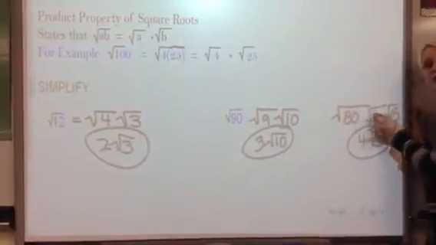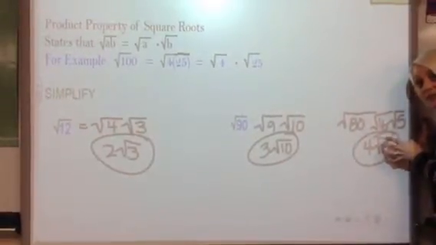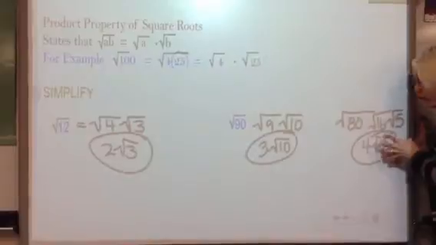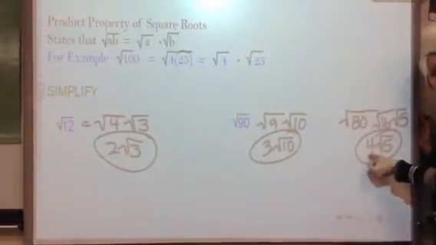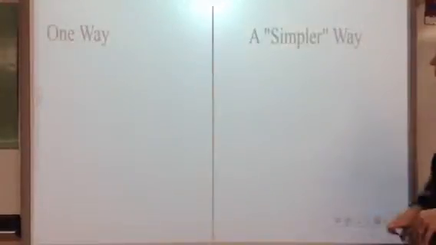Now you would know you didn't go high enough if inside the second radical you have something that can be divided by a perfect square. Well, then you know you didn't go high enough here. That's a little clue for you. So why don't you try the examples in your notes?